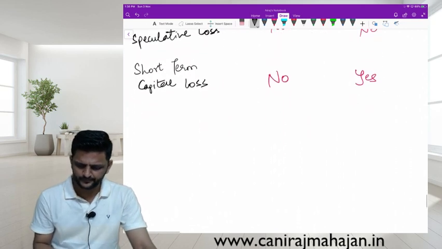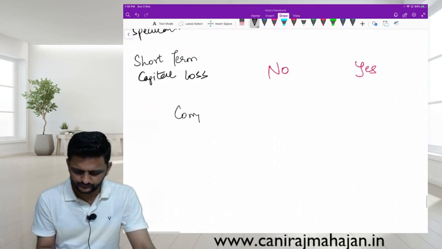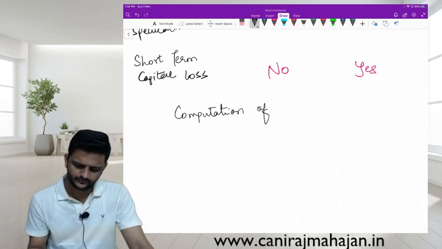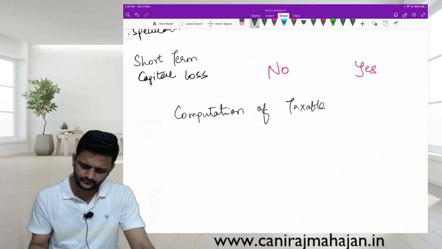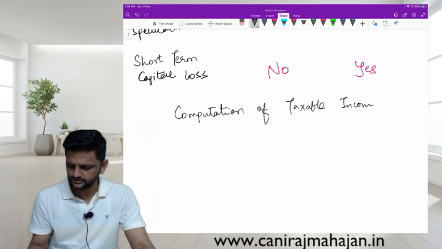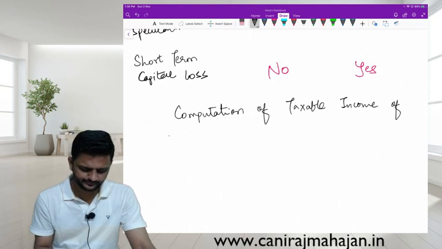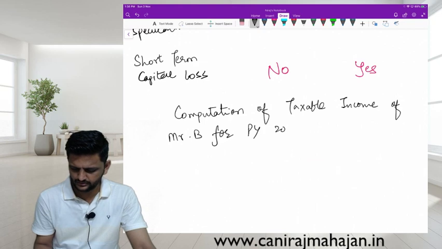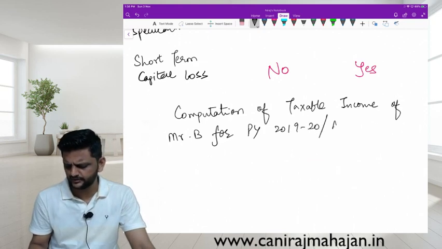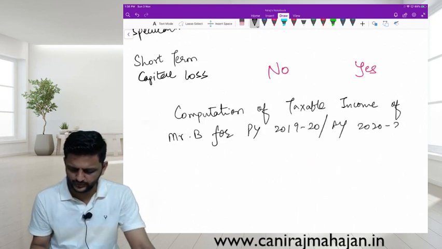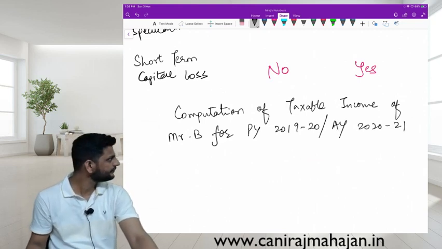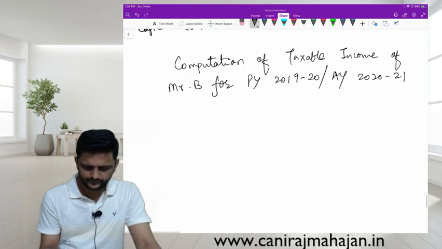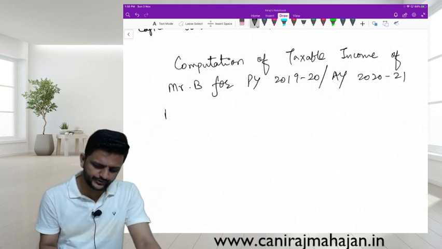So, competition now. Computation of Mr. B for PY 2019-20, AY 2020-21. Particulars, rupees.